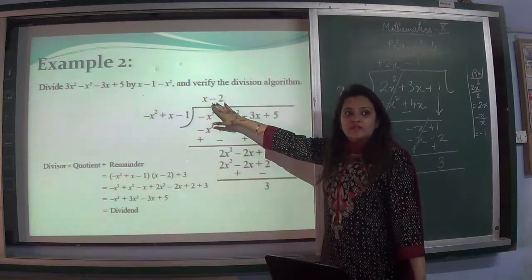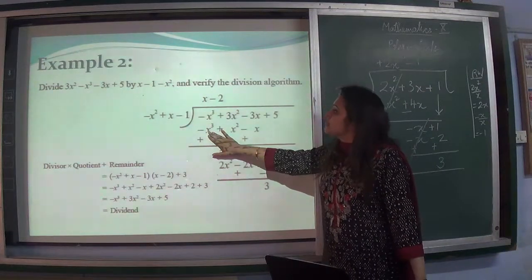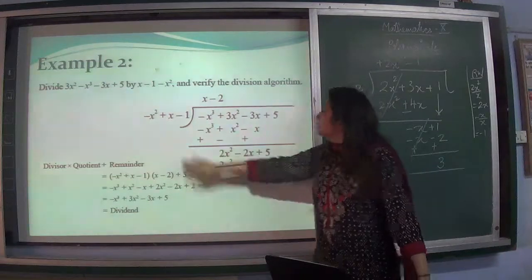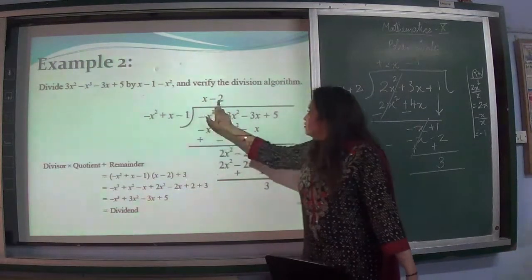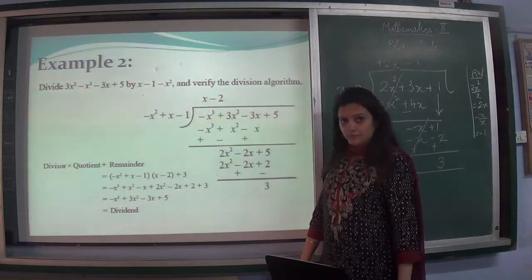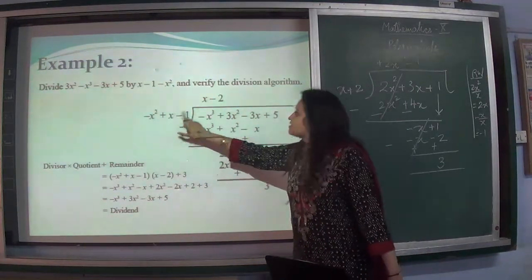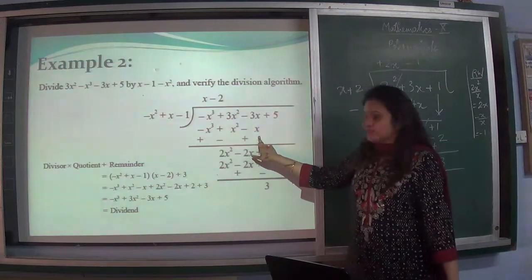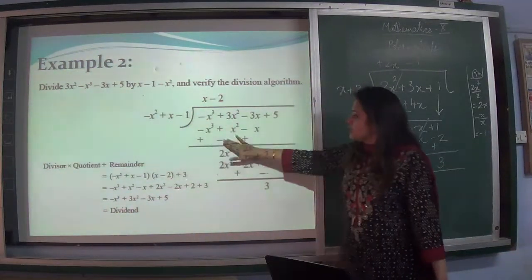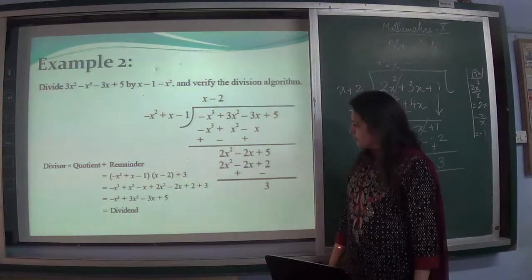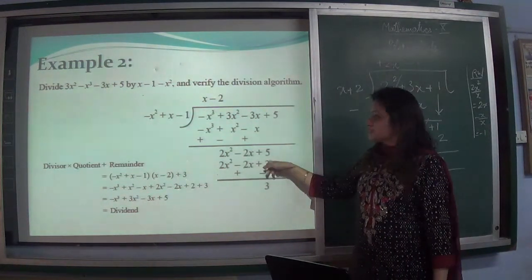That gives me the number x, and hence I get minus x squared into x as minus x cubed. Then x into 2. X into x gives me x squared. X into minus 1 gives me minus x. Now once you subtract, the signs change. After the signs change, we are left with 2x squared minus 2x plus 5.